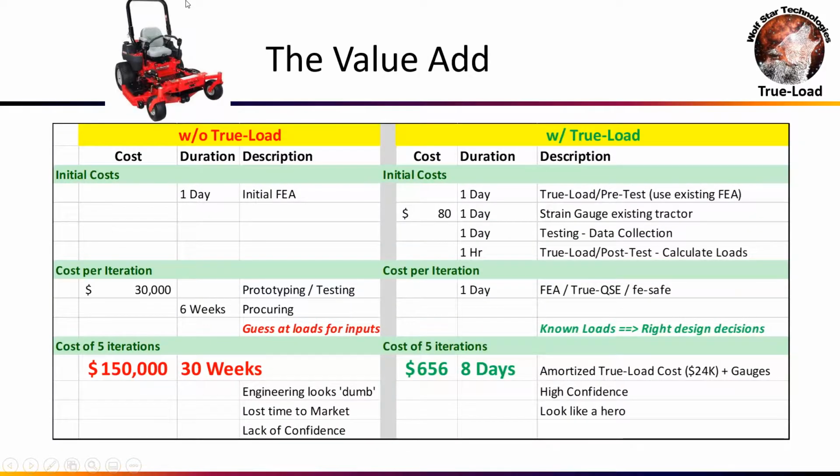If you talk to the engineers there, they said, if we had done this project without true load, every time we get a prototype, it costs us $30,000. It takes us 6 weeks to procure. We did 5 iterations, so that would have been $150,000 or 30 weeks. With true load, we did it all in 8 days. And if you amortize the cost of things, we were under $1,000. So this is the order of magnitude of savings that you can get, and our customers see this all the time.